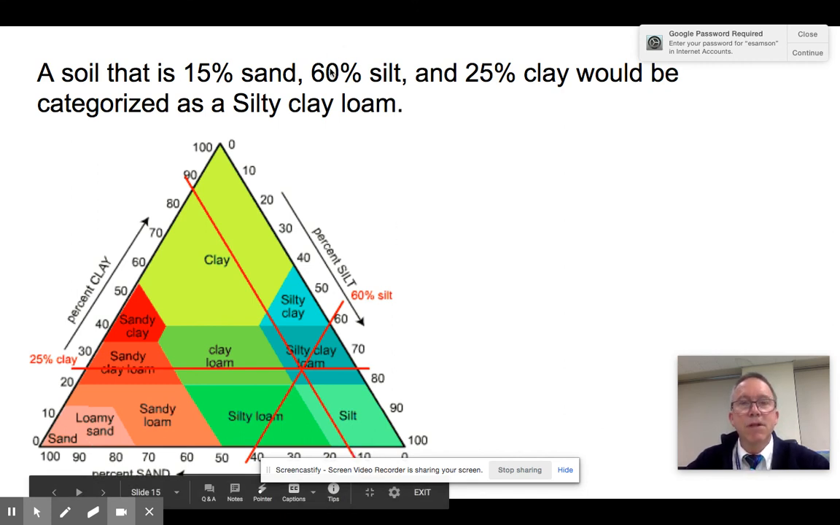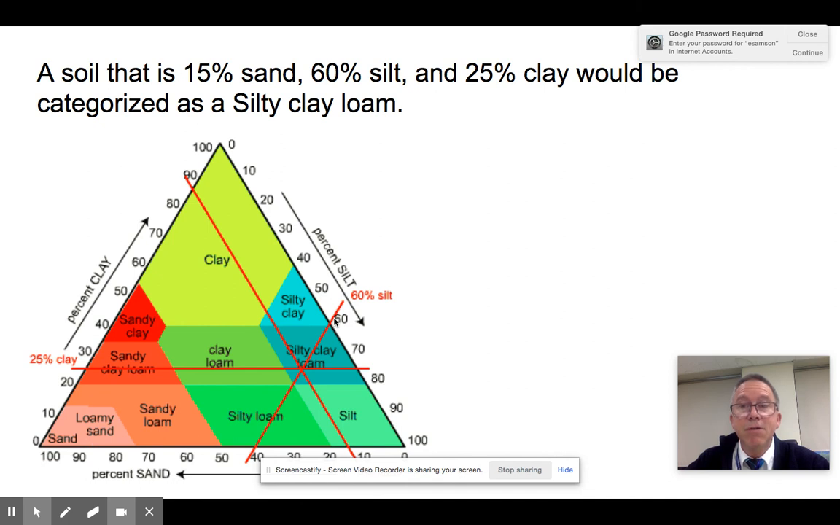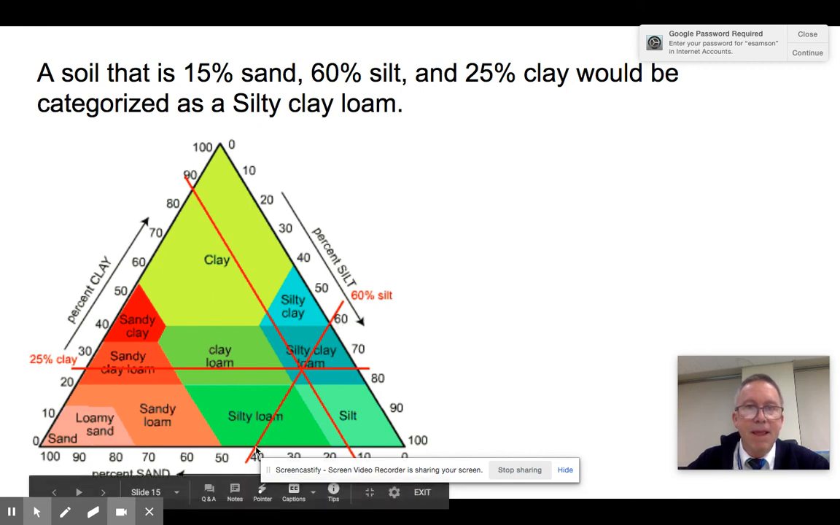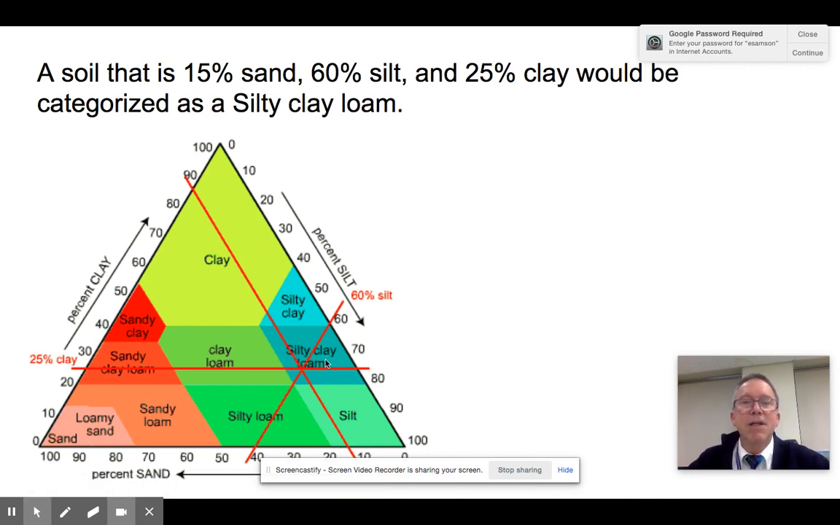Silt is 60%. So here's the silt axis. 50, here's 60 on the silt axis. I have to draw that line parallel to 0 silt. Here's the 0 line for silt. So I had to draw my line parallel to that at 60. And it's 25% clay. So here's the clay axis. I'm going to go up to 25, and draw a line that's parallel to the 0 line for clay. This is 0 clay here. So I draw my line here. They all intersect here. So we would categorize this soil as a silty clay loam.